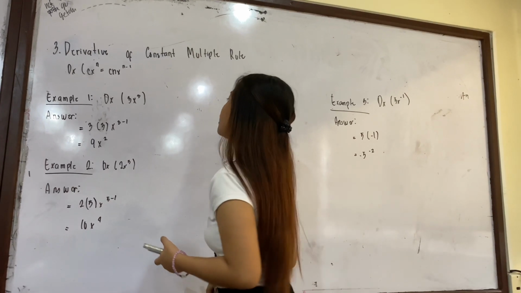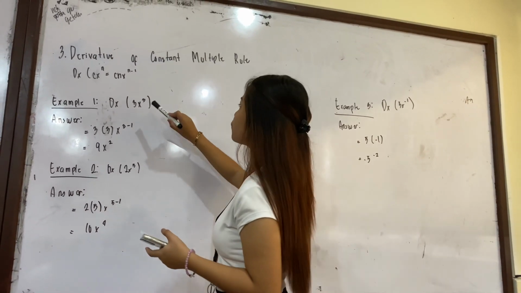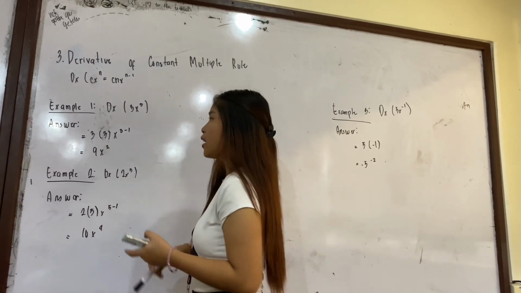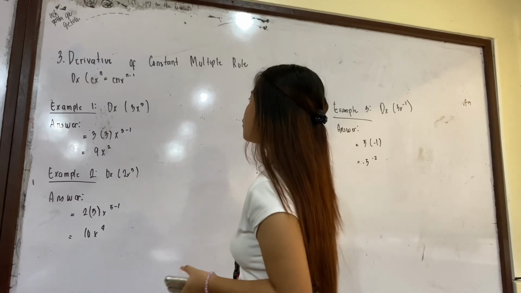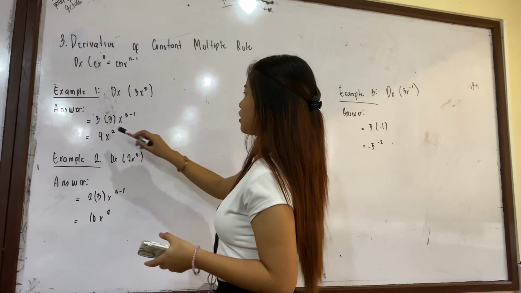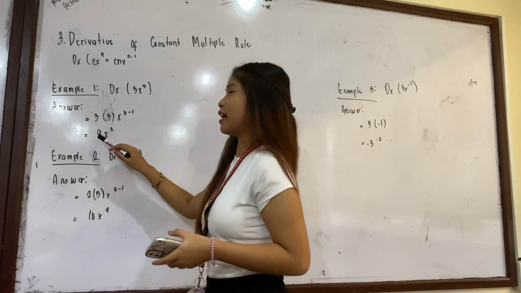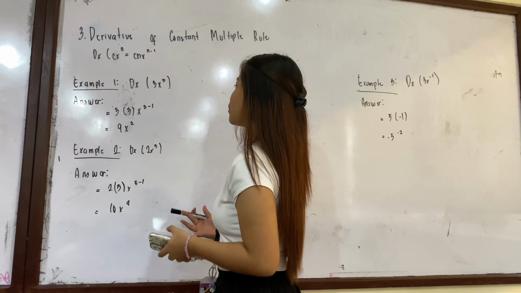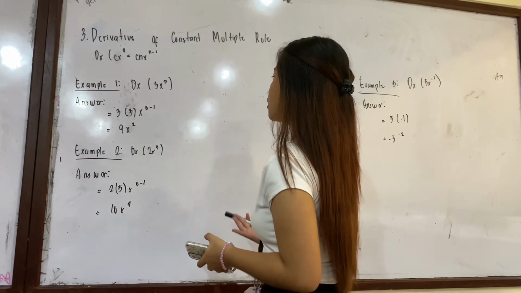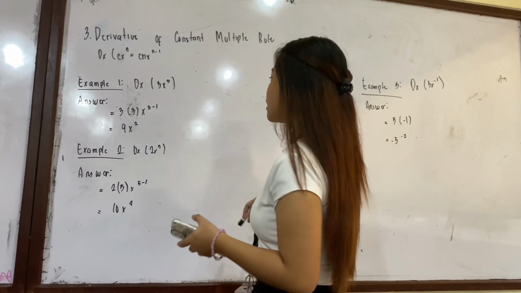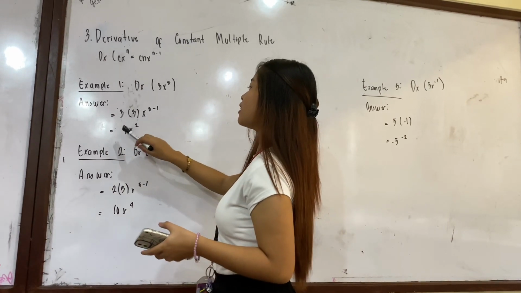Example number 1, we have to find the derivative of this function, derivative of 3x cubed. And after finding the derivative of this function, we will multiply it. Like 3 times 3 is equals to 9. And after multiplying it, na-apply natin yung power rule, which is yung exponent ay palaging may minus 1. Kaya ang naging sagot ko dito is 9x squared.